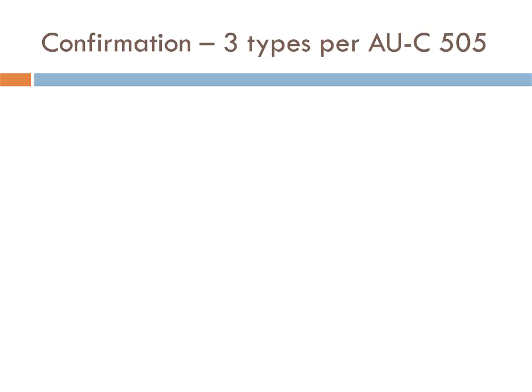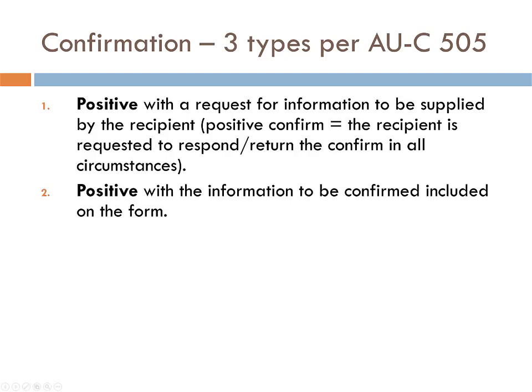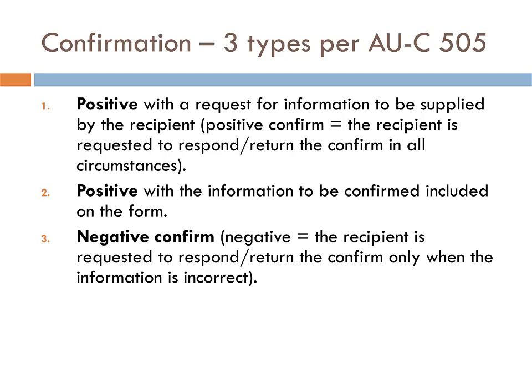And you'll see this in your research project as well. So this will help you guys. So 3 types of confirmations. We've got a positive blank. I think that's what number 1 would best be characterized as. A positive with a request for information to be supplied by the recipient. So it's a confirmation that's essentially blank, and you're asking the customer of your client to supply you with some information about their related account with your client.